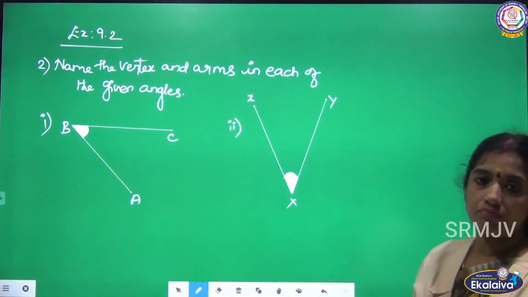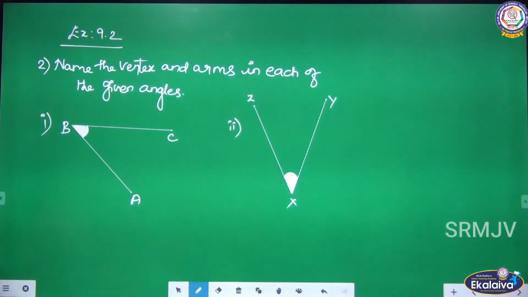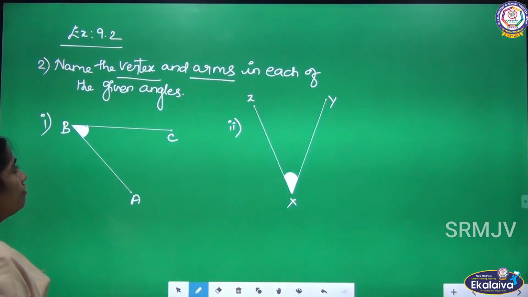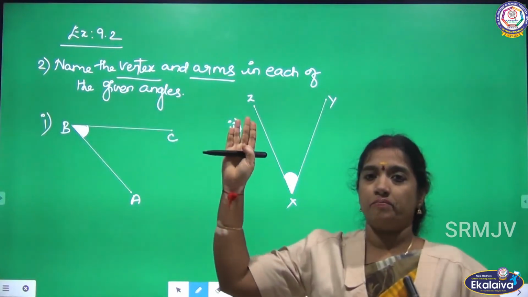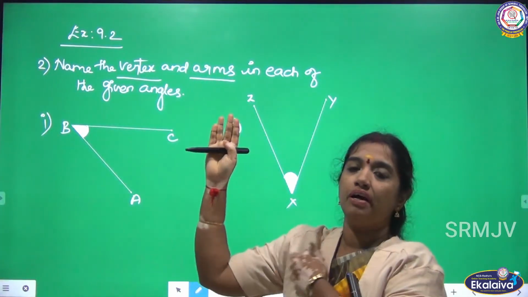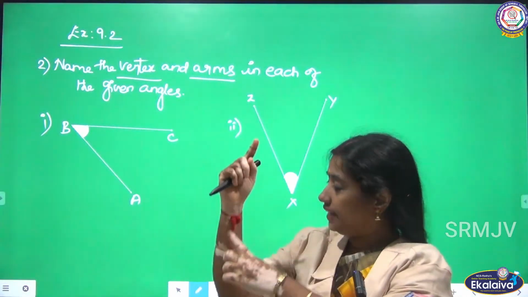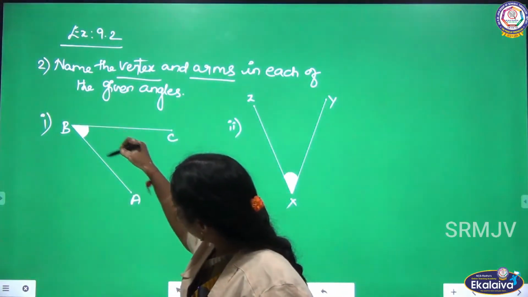See, listen. Now I am moving to exercise 9.2. Name the vertex and arms in each of the angles. Here I am going to find out the vertex and arms in each of the given angles. See, for example, this is one arm, another arm. See, this is your vertex. Got it? So here, for example, this is your ray and another ray.